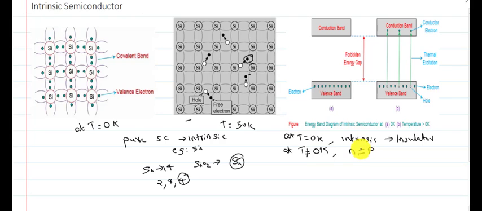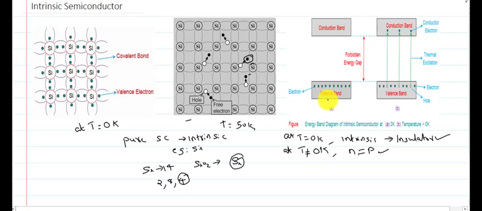So these are the two important points we should understand from intrinsic semiconductors. At T equal to 0 Kelvin, it will act as an insulator. At 50 Kelvin, 100 Kelvin or any other temperature, the electron concentration will be the same as the hole concentration, since the electron-hole pairs created are in equal numbers. The third figure shows the energy band diagram of the intrinsic semiconductor: figure A at T equal to 0 Kelvin, and figure B at 50 Kelvin or any other temperature.